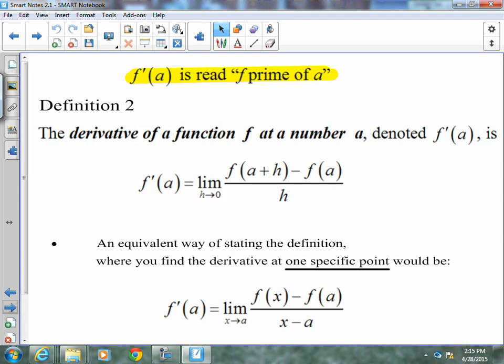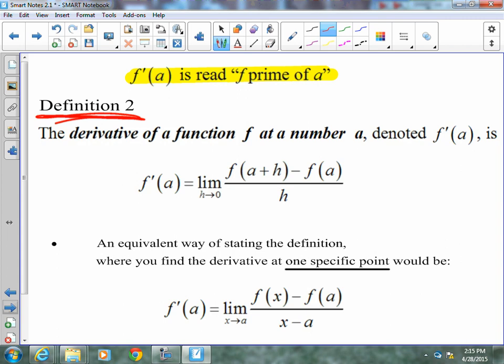F apostrophe A is really read F prime of A. And how do you find a derivative? Definition 2. We've been doing this for a section already. That is a derivative. You've already been finding them without even realizing it.